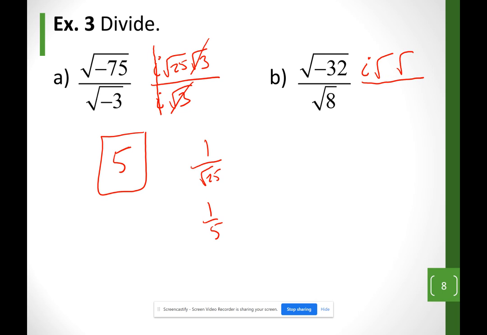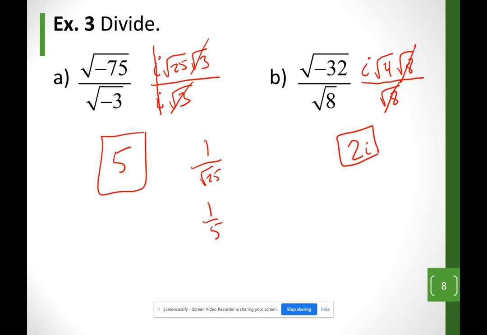Or better yet, square root of 4 times the square root of 8. I wanted one of them to be a perfect square. It doesn't matter which order we put them. Now at the bottom, I have the square root of 8. Interesting is that my square root of 8's cancel out. Square root of 4 is a perfect square. So let me just call this 2i.